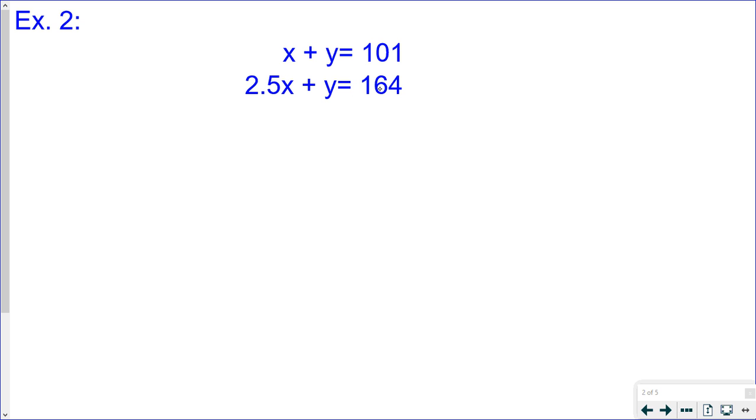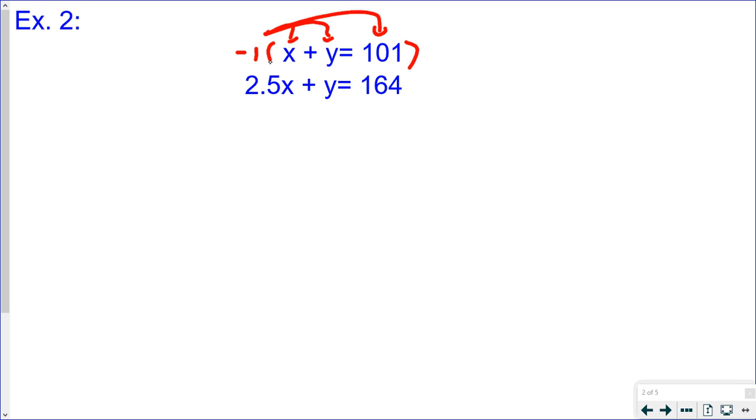So what I tell my students to do is multiply one of these equations by negative 1, so that I'll end up with a minus y, and then add them together. So what I do is multiply both sides of this equation by negative 1. So this gets distributed through here. Remember, you can do whatever you want to an equation as long as you do the same thing on both sides of the equation.